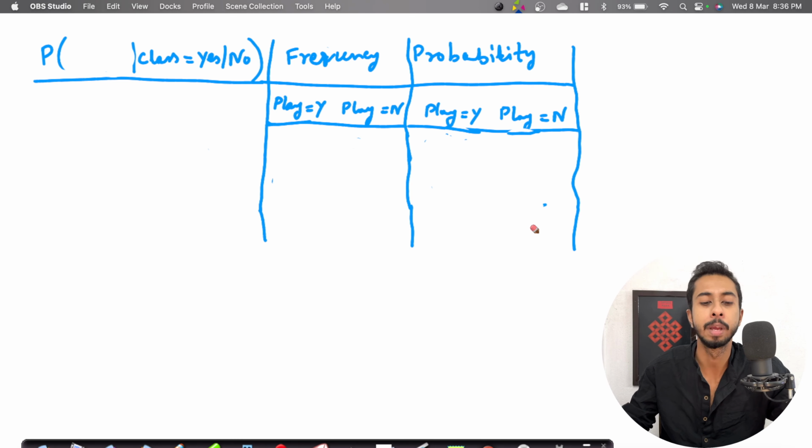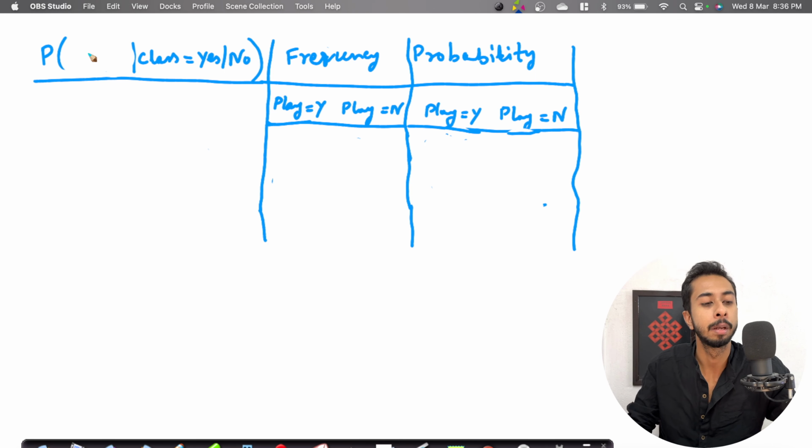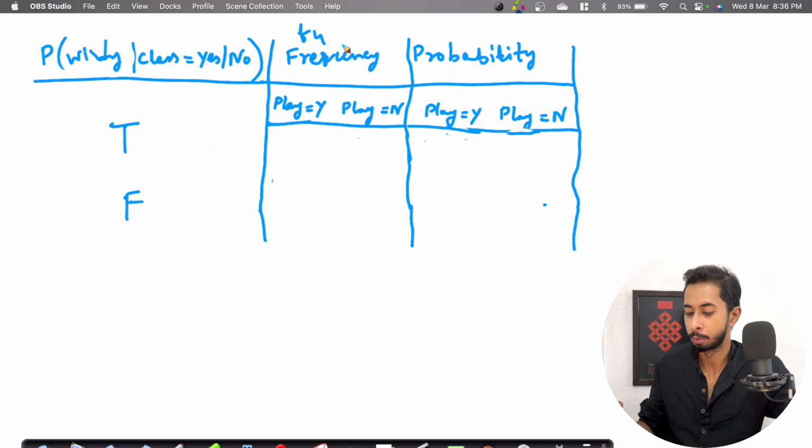It's the same way. There is nothing magical here, no rocket science. So the next one is windy. Windy can be true and false. So what are the values? This is basically F4. So 3, 6, 3, 2.